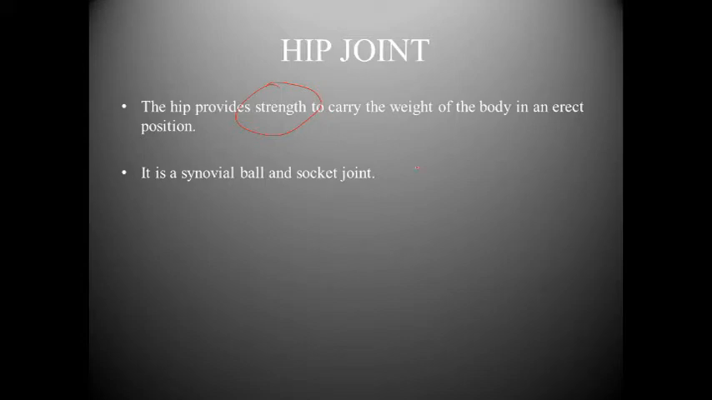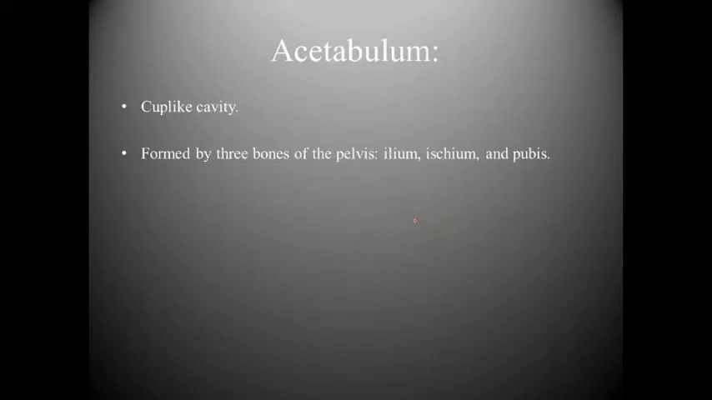What we mean by ball and socket is that you have a socket and you have something that fits inside of it. And so, as we can see here, this is the acetabulum, the socket, and the ball is the femoral head. So the acetabulum is a cup-like cavity which is formed by three bones of the pelvis, the ilium, ischium, and the pubis. And so all three bones of the pelvis actually make up the acetabulum. Very interesting in this respect.